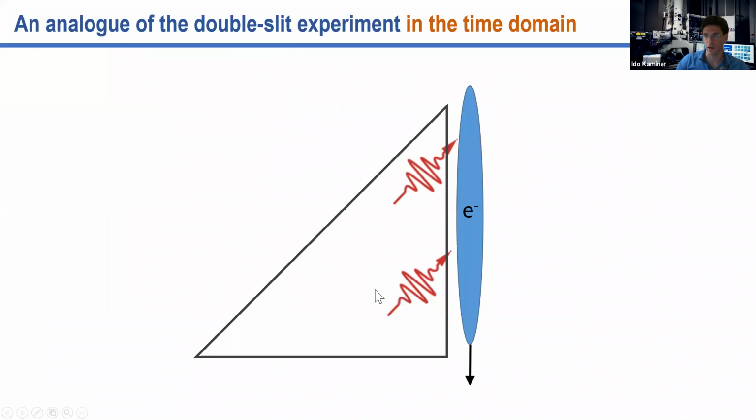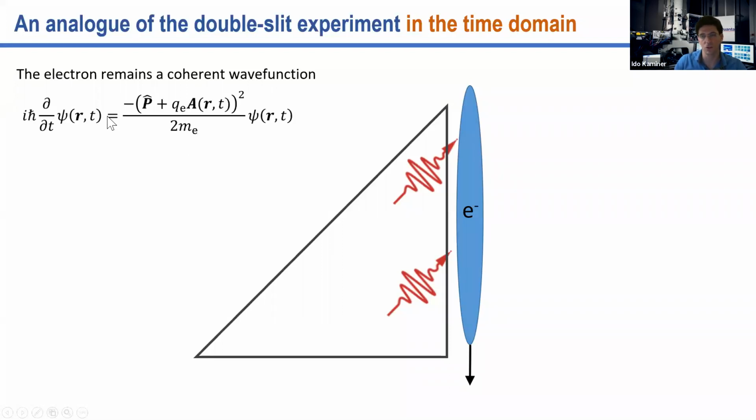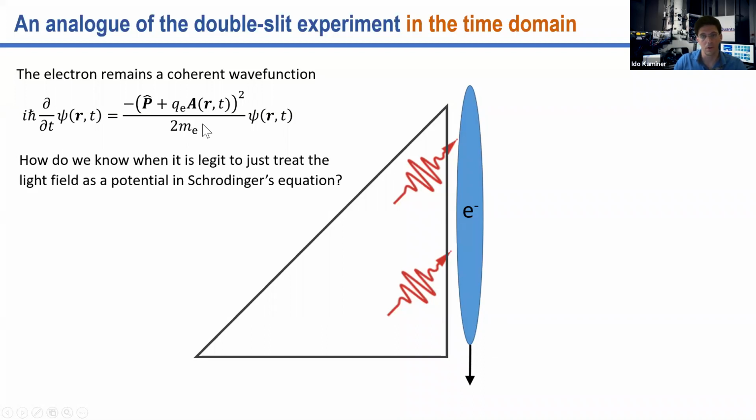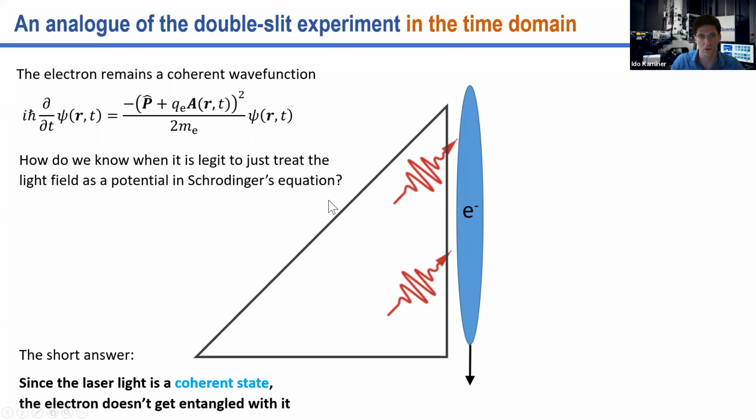Okay, so let me go back from here to this Gedanken experiment that I described, because so far we saw that the electron remains a coherent wave function. That's why we can just put a vector potential of the electromagnetic field inside, and that's all. But how do we know when it is legit to just treat the light field as a potential in Schrödinger's equation? When is it legit to just do that and ignore any thought of collapse or anything like this? Okay, why is it legit to do that in the first place?